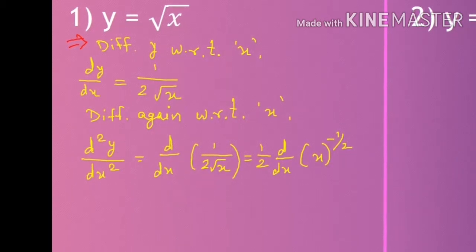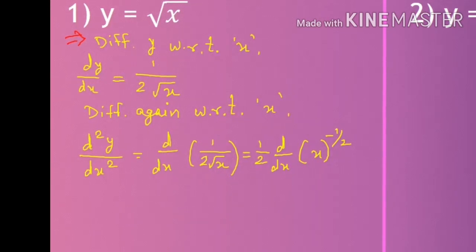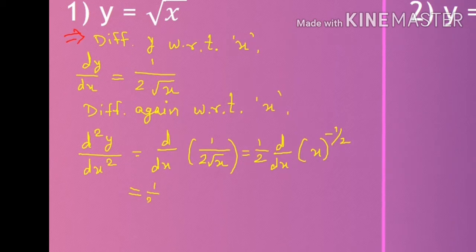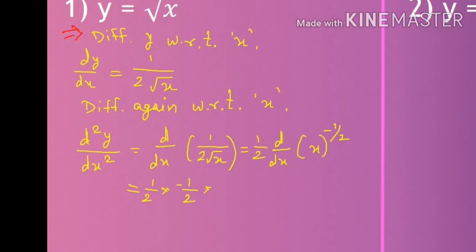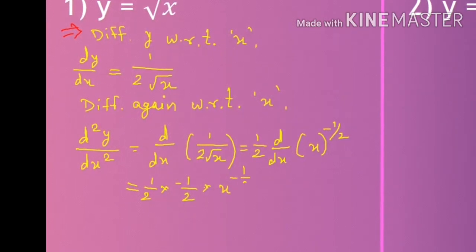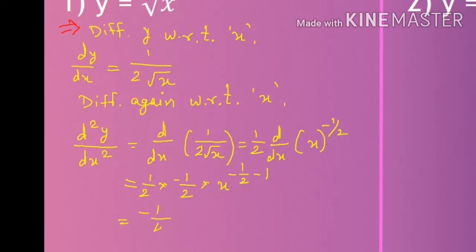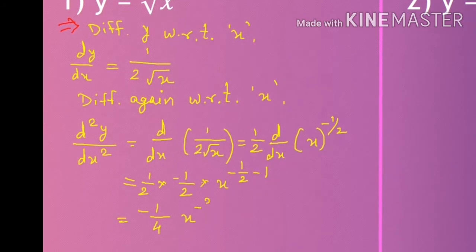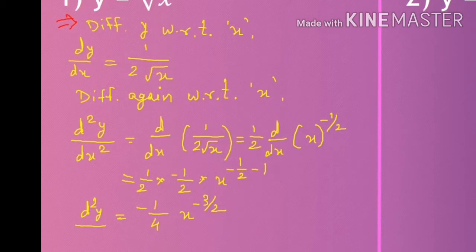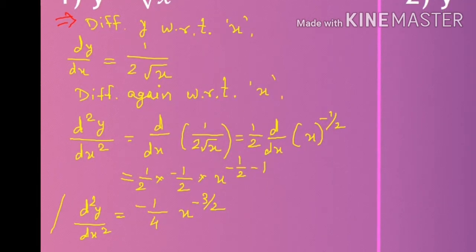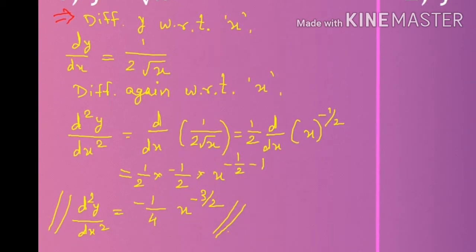Right? So by using the derivative of x raised to n, we can differentiate this. So you get 1 upon 2 into minus 1 upon 2 into x raised to minus 1 by 2 minus 1. So that is equal to minus 1 upon 4 x raised to minus 3 by 2. This is your d square y by dx square. Fine.